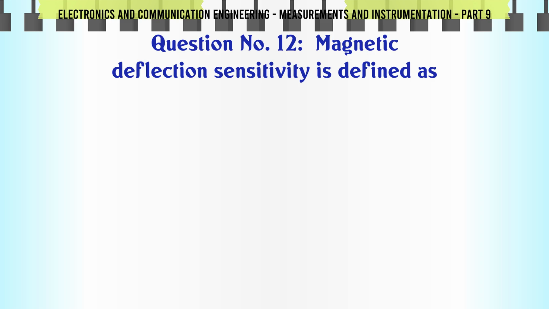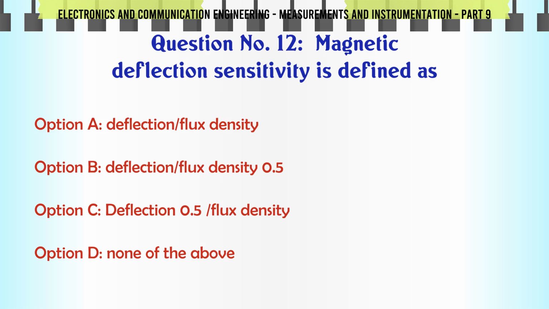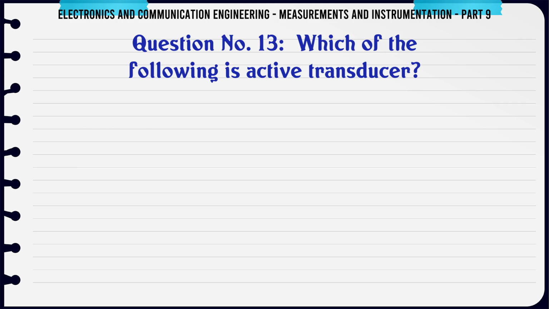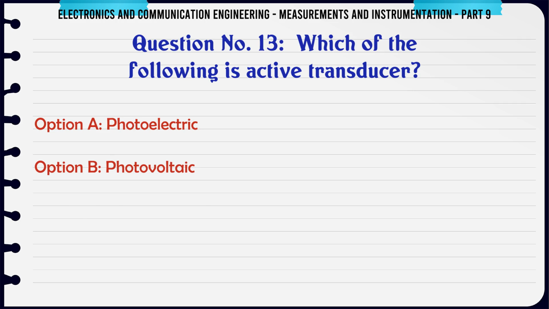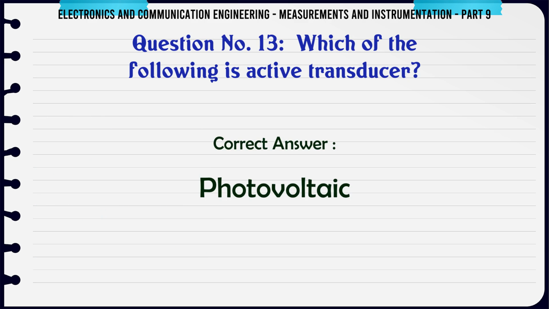Magnetic deflection sensitivity is defined as: A, deflection over flux density; B, deflection over flux density to the power 0.5; C, deflection to the power 0.5 over flux density; D, none of the above. The correct answer is deflection over flux density. Which of the following is an active transducer? A, photoelectric; B, photovoltaic; C, photoconductive; D, photoemissive. The correct answer is photovoltaic.